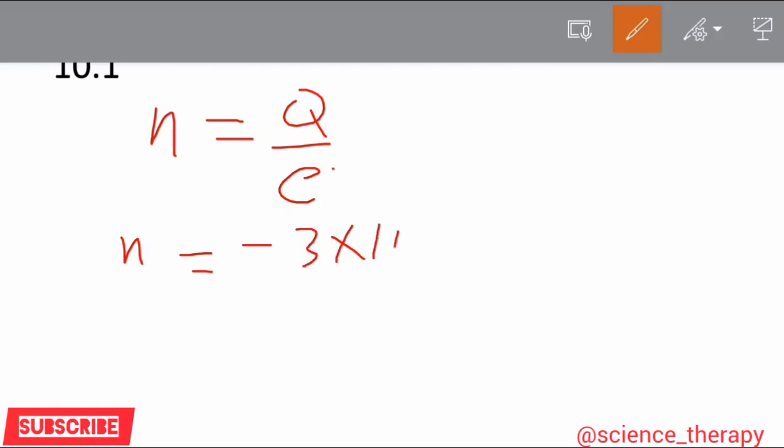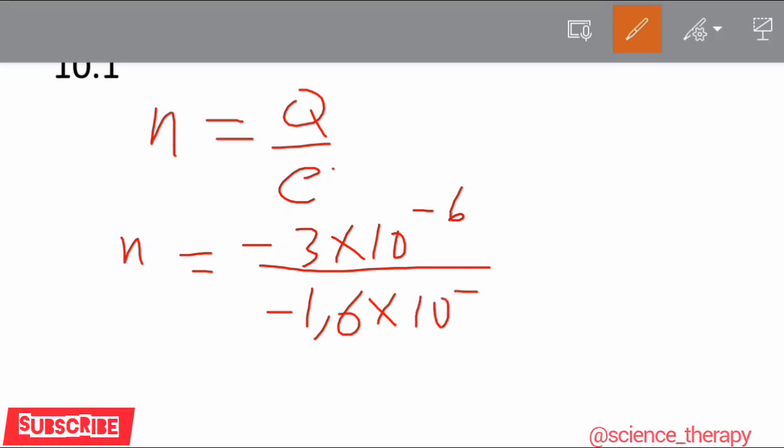So 10.1, we have our formula N is equal to Q over the charge on the electron. Sometimes they write it as E or they write it as QE, right? So now we have that formula, and we are given the charge. Q is for the charge, and we are calculating for sphere P. So that is -3 times 10 to the power of -6, over -1.6 times 10 to the power of -19. So we are trying to calculate the number of electrons in excess there.